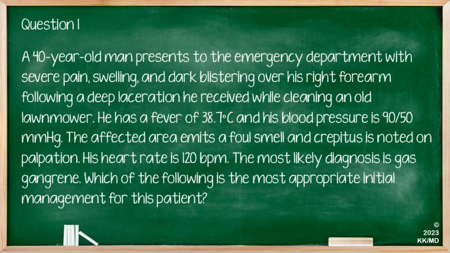Let's do some questions. A 40-year-old man presents to the emergency department with severe pain, swelling, and dark blistering over the right forearm following a deep laceration he received while cleaning an old lawnmower. He has a fever of 38.7 and his blood pressure is 90/50. The affected area emits a foul smell and crepitus is noticed on palpation. His heart rate is 120. The most likely diagnosis is gas gangrene.